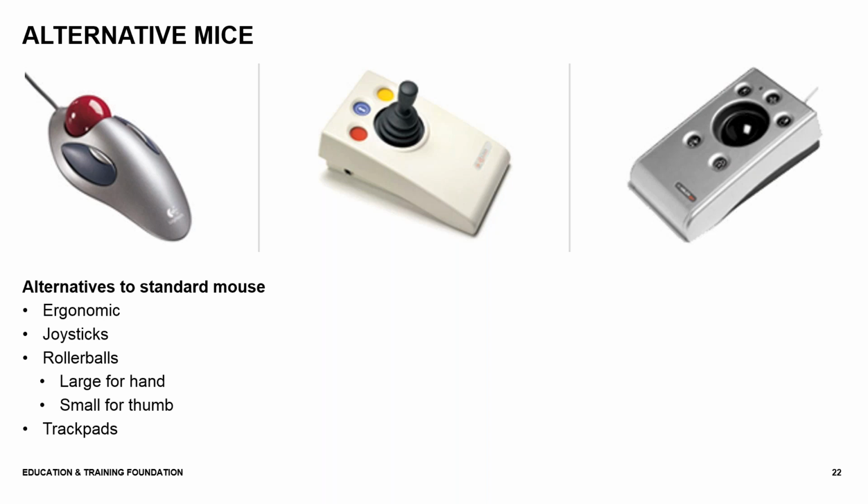The thing to remember with these alternative mice, though, is you have to use them in combination with the settings that we looked at earlier for mice, particularly the speed setting. So when you use something like a rollerball, if you leave it on the standard speed that you would use for a mouse, it will scoot across the screen really quickly. So move that speed down before the learner tries this, and then they're going to get a much better experience from the outset.